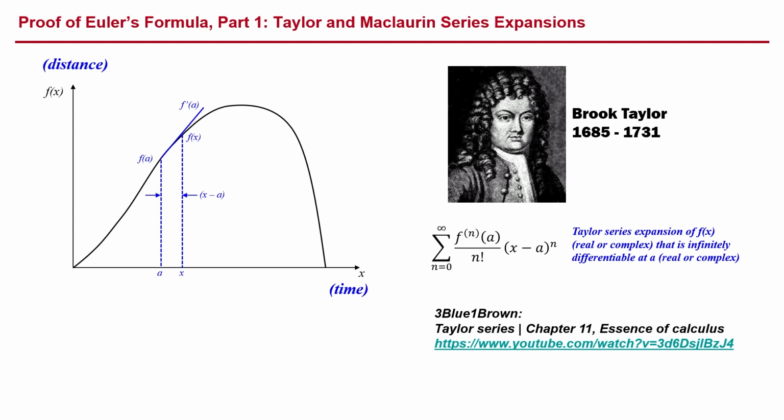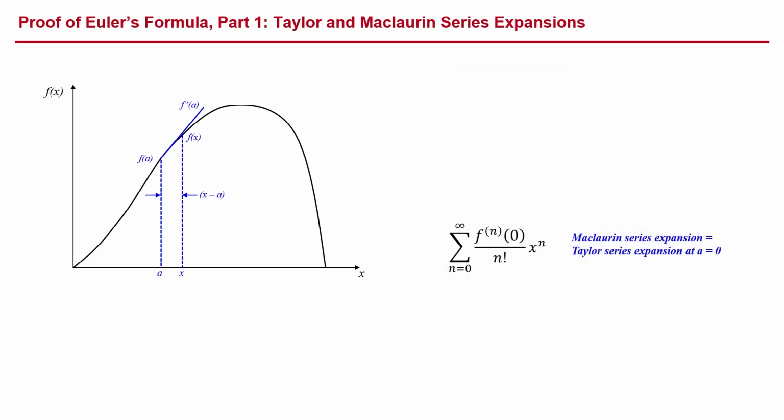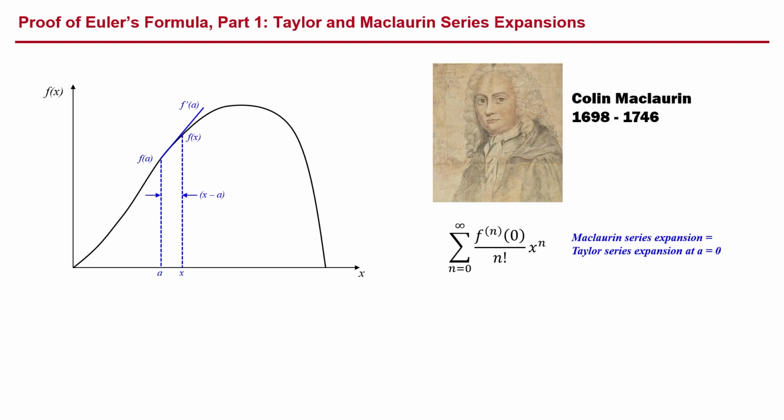A special case of the Taylor series evaluated at x equals 0 is called the Maclaurin series, named for Scottish mathematician Colin Maclaurin. We'll be making use of the Maclaurin series right now.